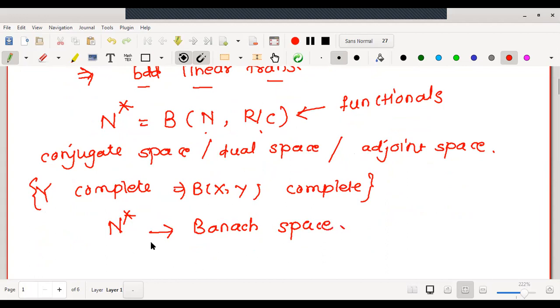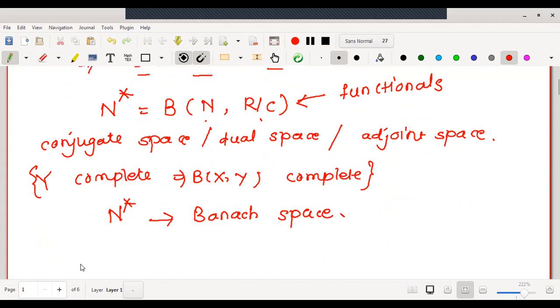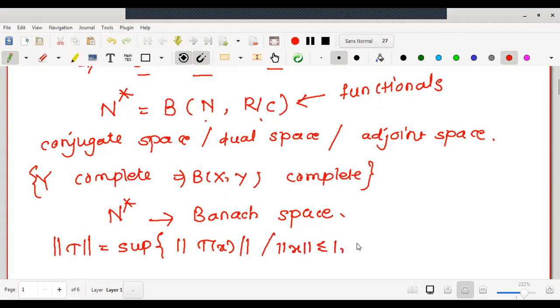This is a normed linear space under the operator norm, that we know already as we have proved. And what is the definition of an operator norm? We have seen, this is the supremum of norm T of x on the condition norm x is less than or equal to 1, x is in X, right? Therefore, under this definition of operator norm, N star is a normed linear space, and the codomain R or C is a complete space. Therefore, this will be a complete space. Therefore, together it can be concluded that N star is a Banach space.